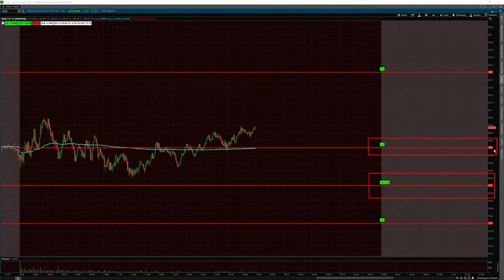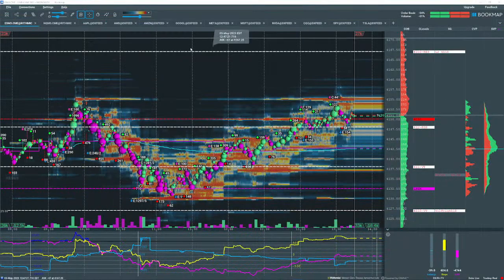And note how flat VWAP is. That is this light blue dotted line. All right, so that is QQQ. Now let's take a look at the NASDAQ.